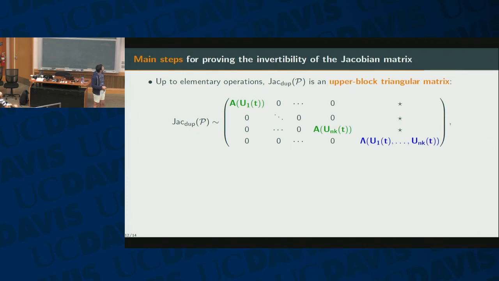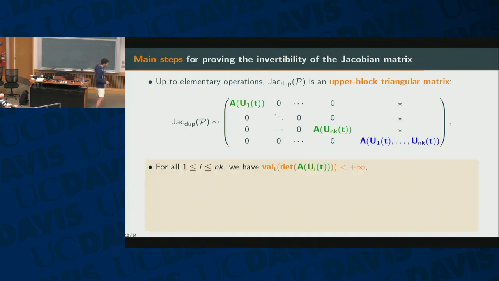So let's move on and see the shape of this duplicated matrix. We have the property that, up to some elementary operation, this Jacobian matrix at the point of interest is an upper block triangular matrix. So to show the invertibility, we will just study all the blocks located on the main diagonal. And there are two types of blocks. The first are the green ones, and then there is this blue one.